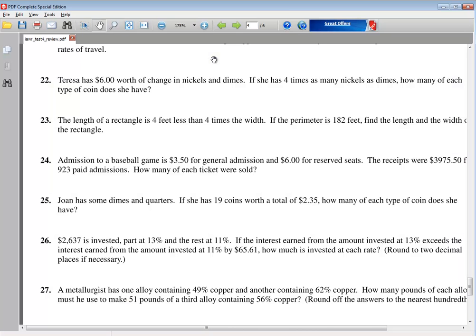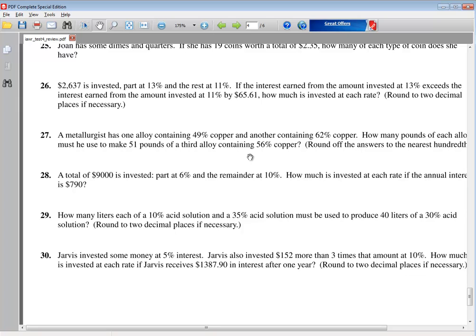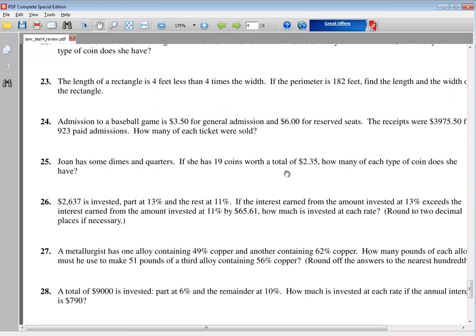Excuse me. 23. Never ending. The length of a rectangle is 4 feet less than 4 times the width. If the perimeter is 182 feet, find the length and width of the rectangle.